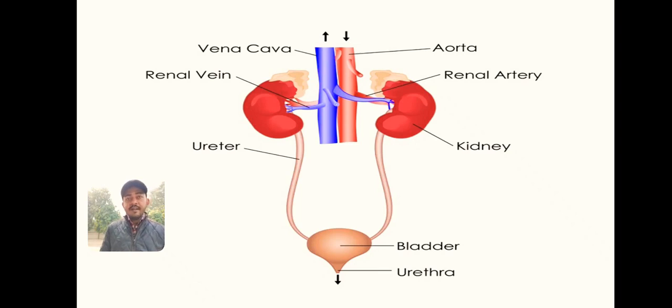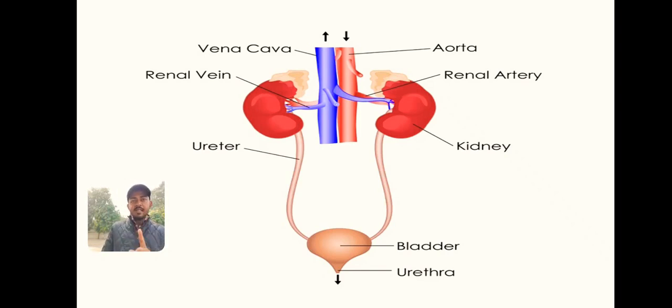Then we have renal vein and renal artery. Renal vein is especially that vein which connects the vena cava to the kidney. And renal artery, again artery. If it is artery, it will carry oxygenated blood. If it is vein, it will carry deoxygenated blood.